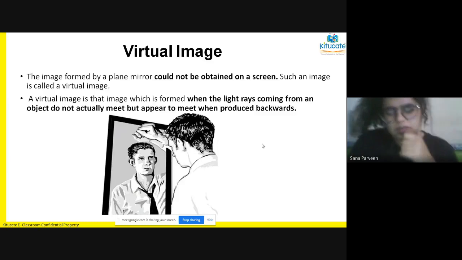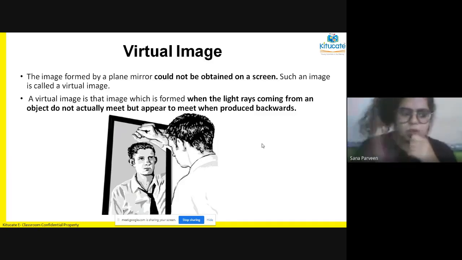Okay, for example, Janvi. Okay, Janvi is standing in front of the mirror. There is only one Janvi, but we are able to see two Janvis. That means the image which is there in the mirror is not real Janvi, it is false Janvi, it is virtual Janvi.